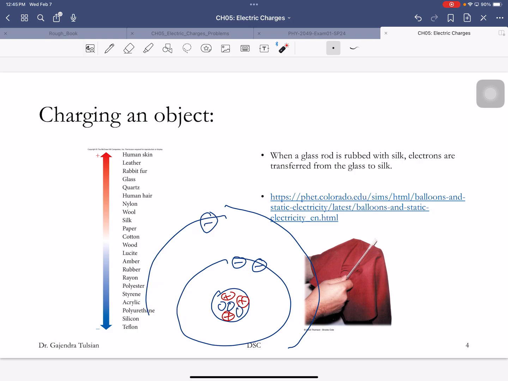For instance, the first column elements have only 1 electron, and they don't hang on to it very tightly. They're willing to give it up very easily.